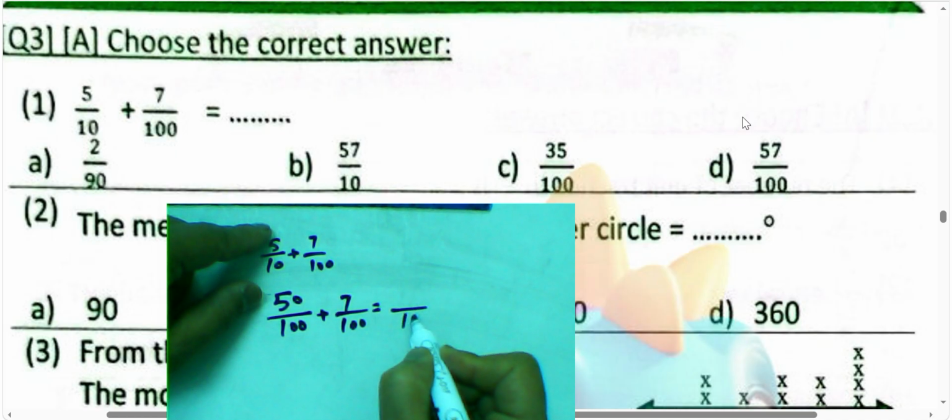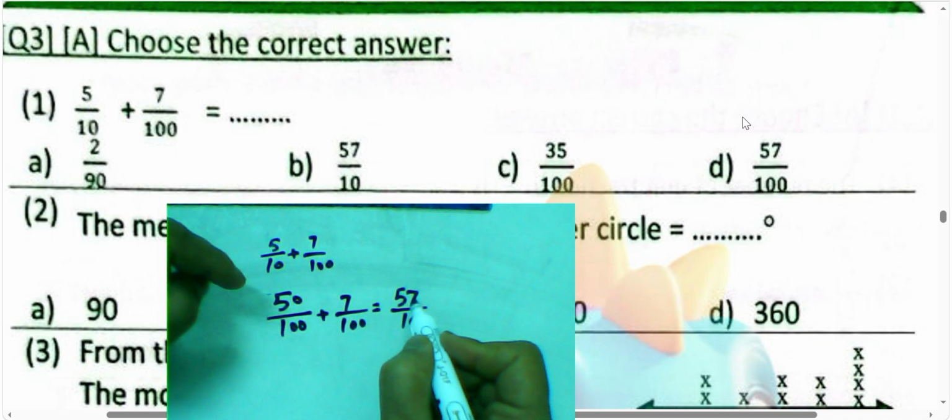Next question, choose the correct answer. 5 over 10 plus 7 over 100. We can multiply numerator and denominator here by 10. Then we have 50 over 100 plus 7 over 100. We can write 100 down. 50 plus 7 is 57. 57 over 100. The measure of the angle is a quarter of a circle. Quarter, 90 degrees. Circle 360 divided by 4 equals 90 degrees.